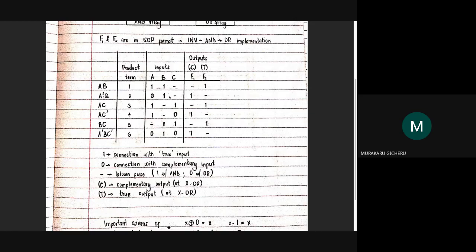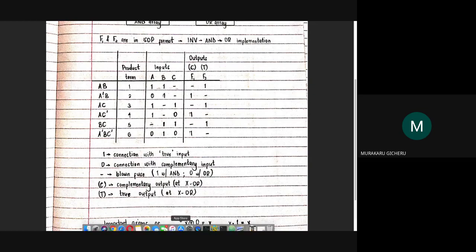Where I've put a 1 in the table, it means that there's a connection with the true input. What I mean is that if you have A and B, you'll have an A input and you'll have a not A input. So when I say true input, I mean like the A input. And then 0 is a connection with the complementary input. Now that would be the not A input. And when I've put a dash, it means that there is no connection. The fuse has been blown, which means there's no electrical connection there.